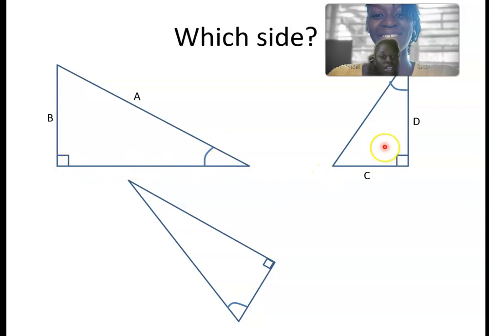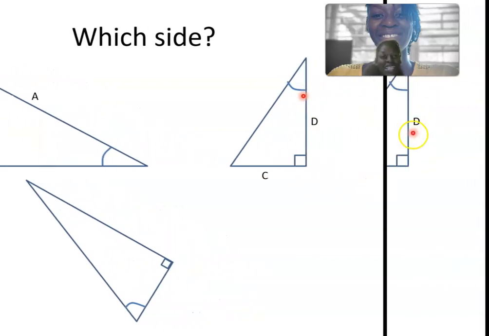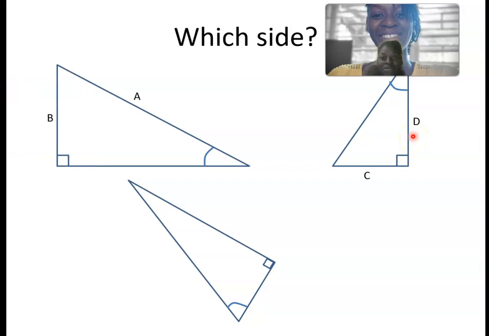Let's look at this triangle here. Here is our acute angle. In relation to the acute angle, what is side C? Brilliant! Yes, it is opposite to the acute angle. Let's look at side D. What is it? Beautiful. You are learning. Side D is adjacent because if you notice, it has the right angle and the acute angle on it. So that is the adjacent side.